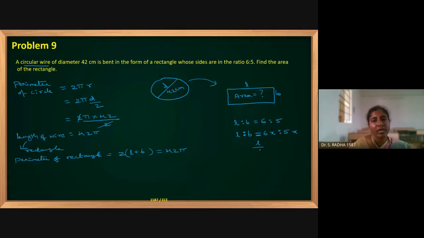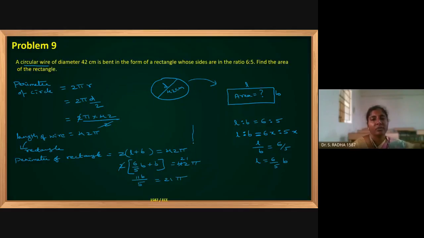So we have L by B equal to 6 by 5. So wherever L is there, we can write 6/5 B in the place of L. So 2 times 6 by 5 b plus b equal to 42 pi. And if you simplify here, it is 21. If you make LCM here, it becomes 11b equal to 21 pi.